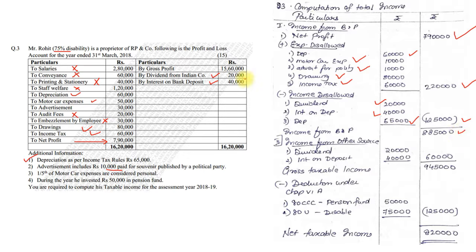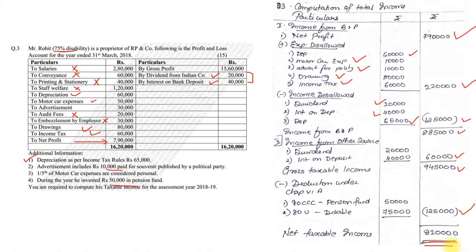Other source may again these two are there, 20 and 40, which comes to 60,000. We add up, we get our gross taxable income as 9,45,000. Under deduction under chapter 6A may we have pension fund of 50,000 and he is disabled, so 80U may 75,000. So total 1,25,000 deductions. So 9,45 minus 1,25, 8,20,000 is your net taxable income.